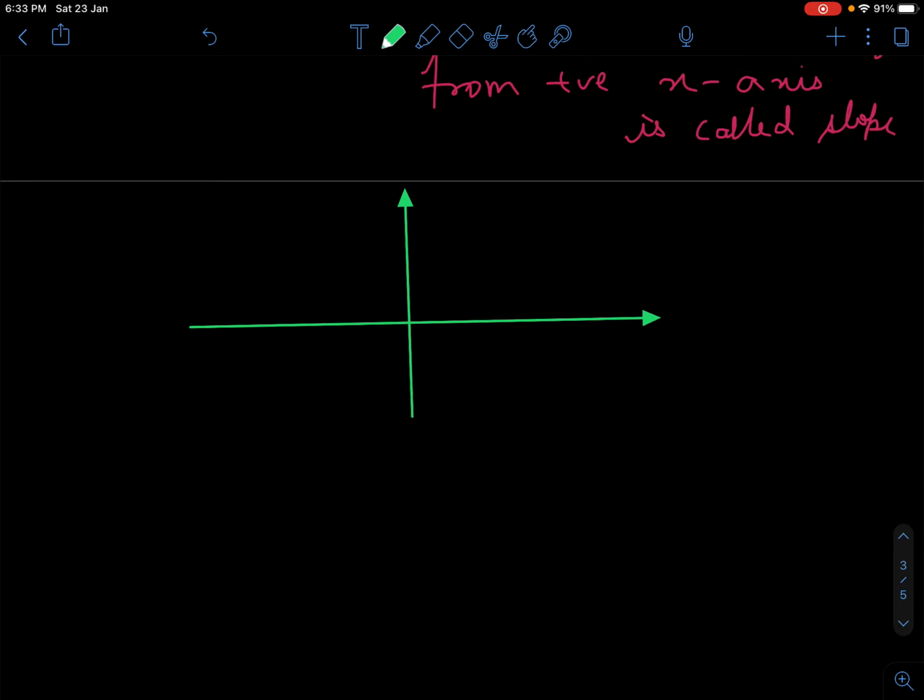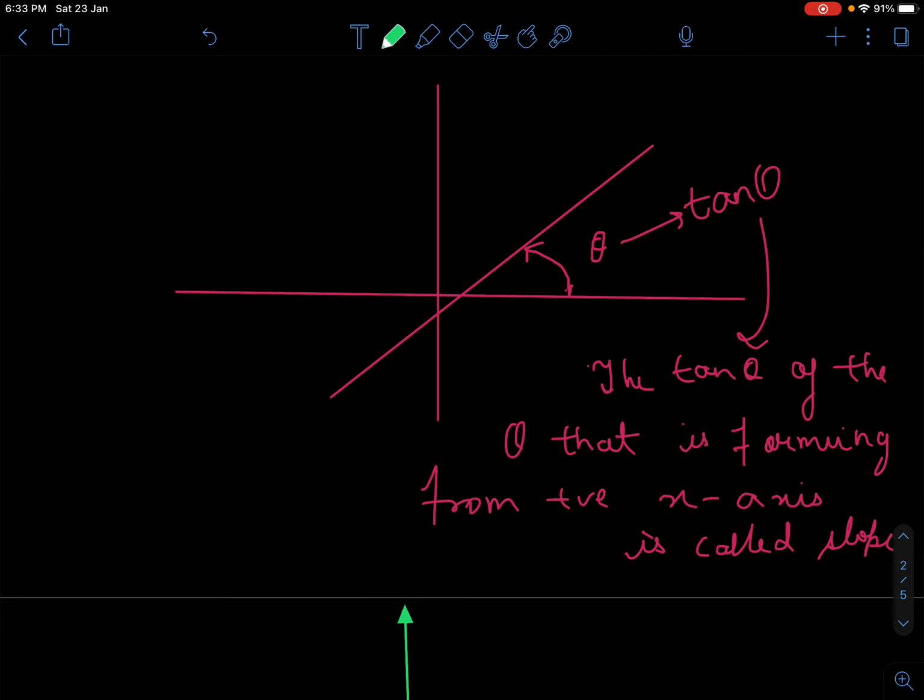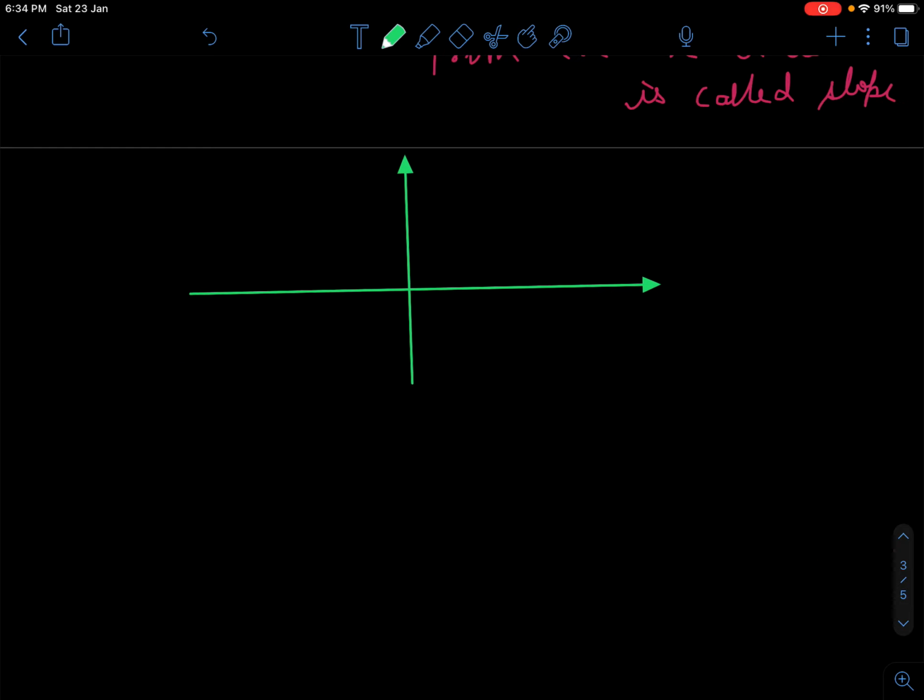Before starting with the question, let me tell you, as I have told you earlier also, that m is the slope. This slope is also tan theta, and this is only dy by dx, that means the rate of change of y with respect to x.